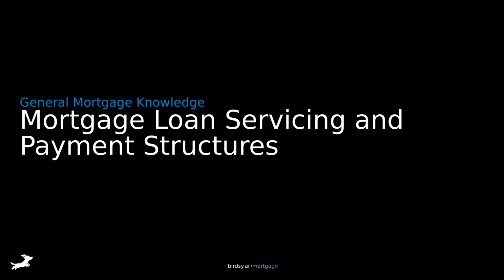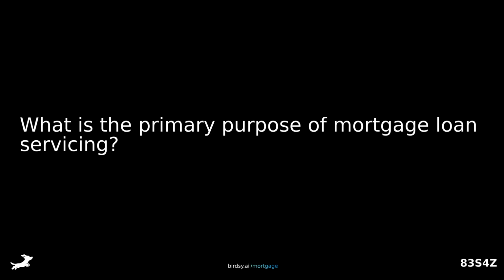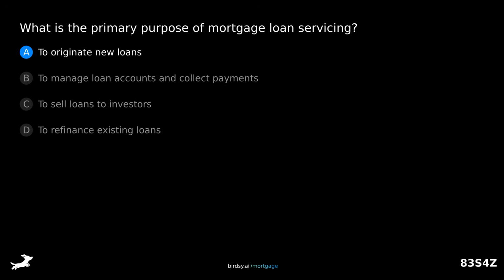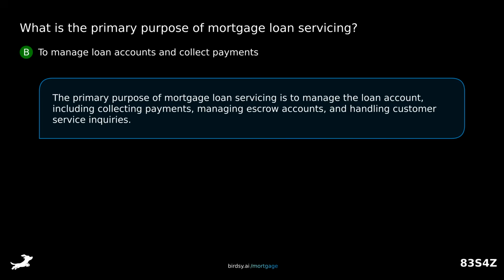Mortgage loan servicing and payment structures. What is the primary purpose of mortgage loan servicing? Is it A, to originate new loans, B, to manage loan accounts and collect payments, C, to sell loans to investors, or D, to refinance existing loans? The answer is B, to manage loan accounts and collect payments. The primary purpose of mortgage loan servicing is to manage the loan account, including collecting payments, managing escrow accounts, and handling customer service inquiries.